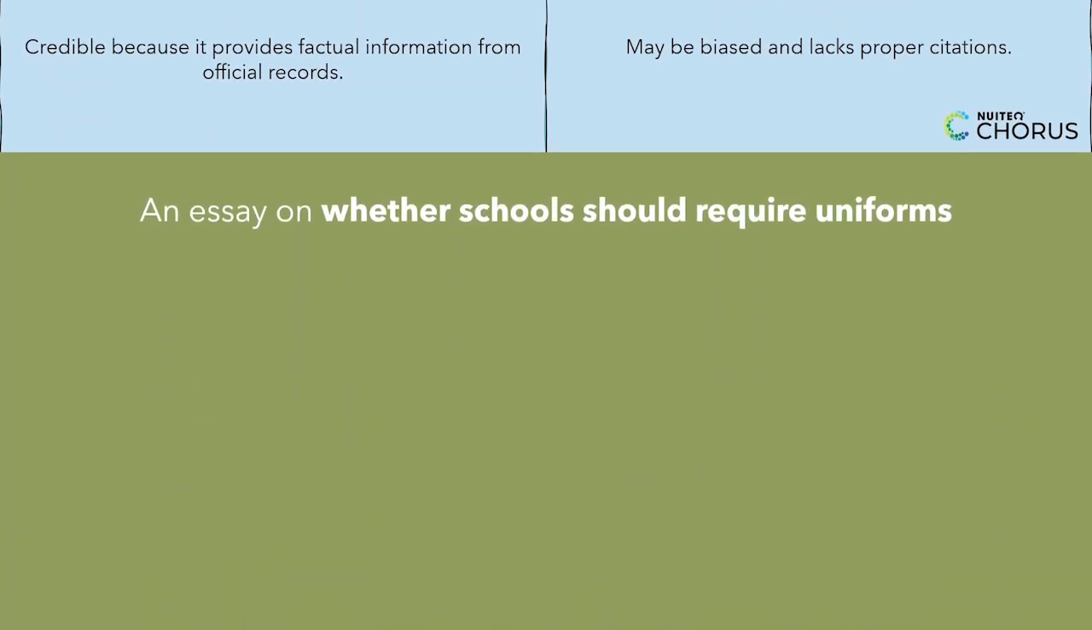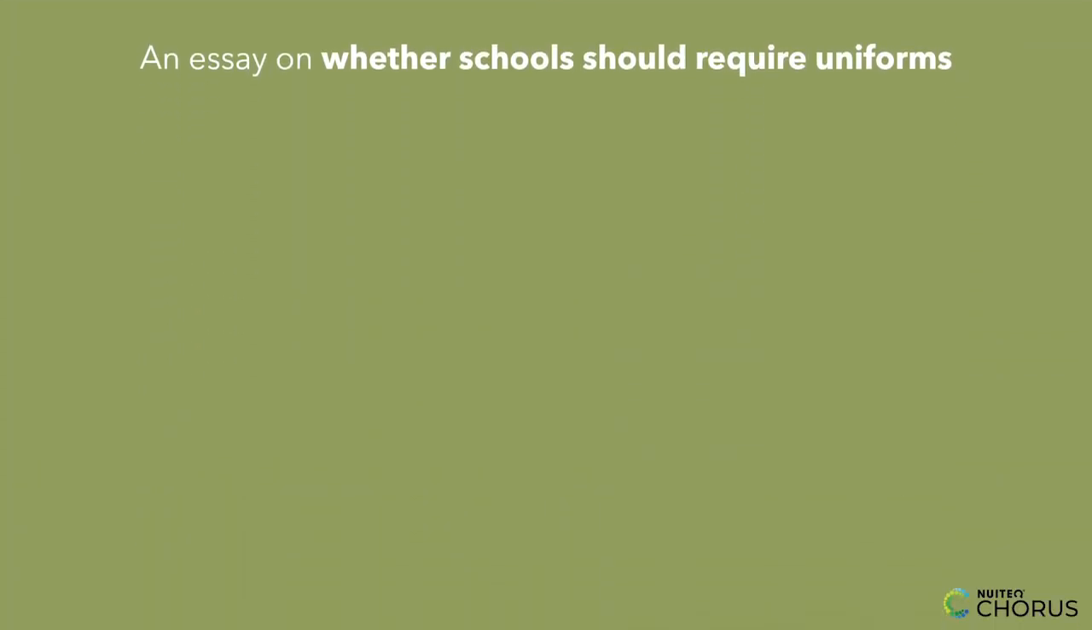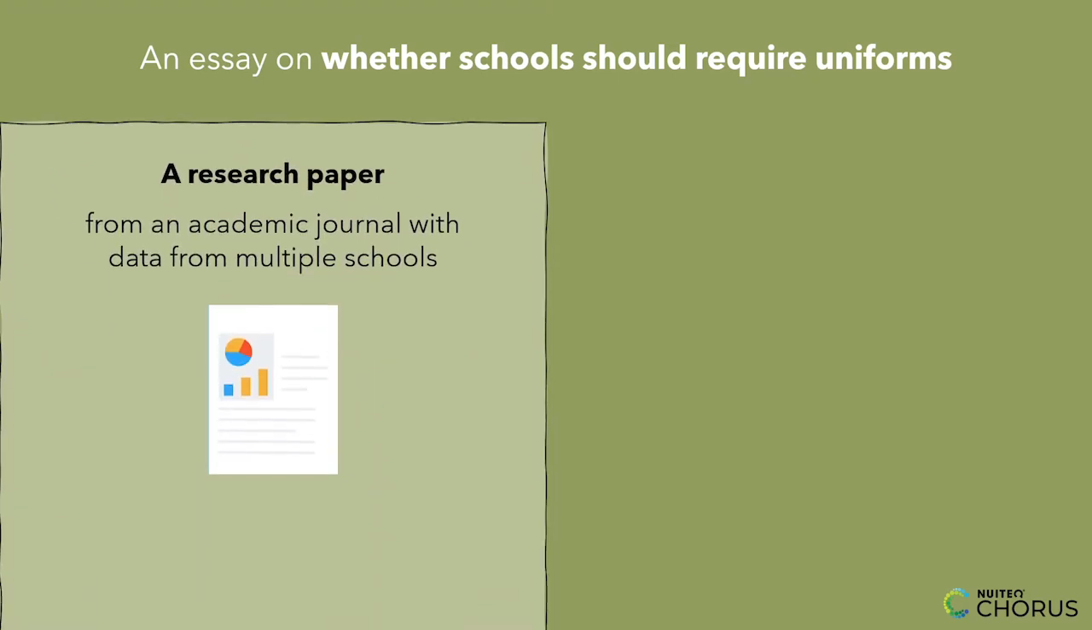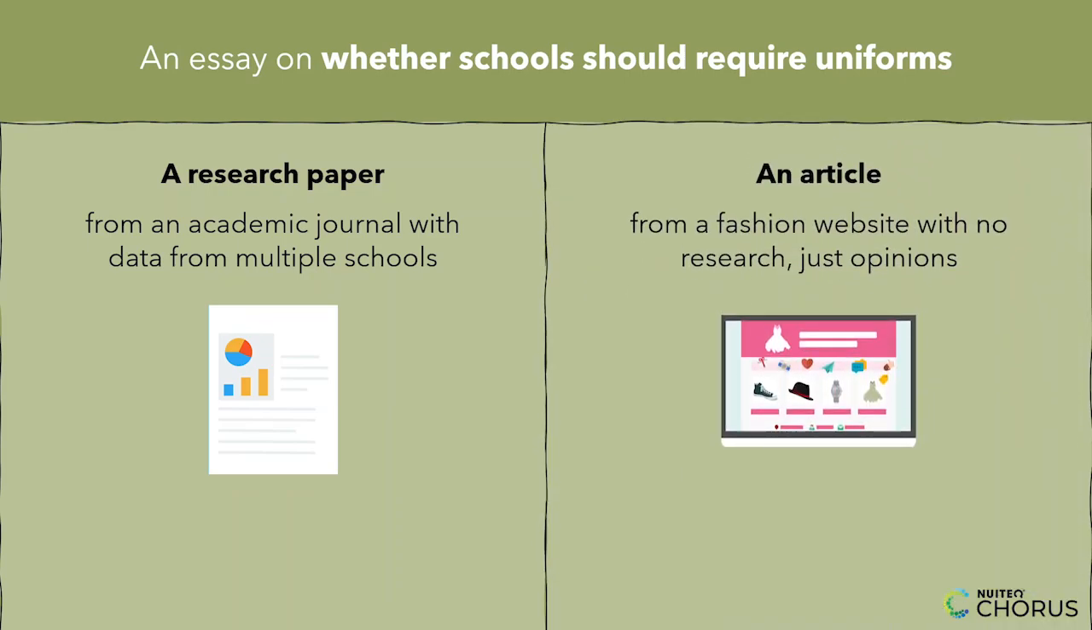Now, let's look at how evaluating sources matters in a persuasive essay. You're writing about whether schools should require uniforms. You find two studies: a research paper from an academic journal with data from multiple schools, and an article from a fashion website with no research, just opinions. Which source is more useful?